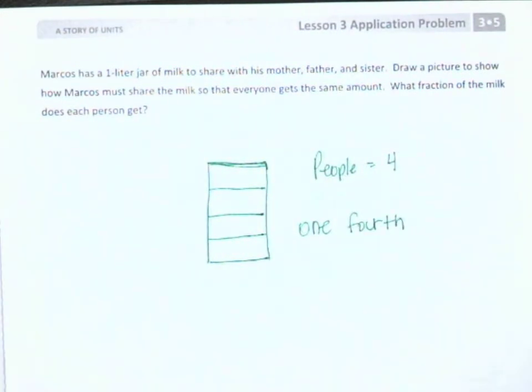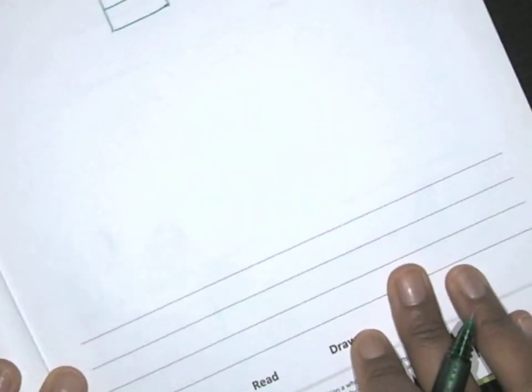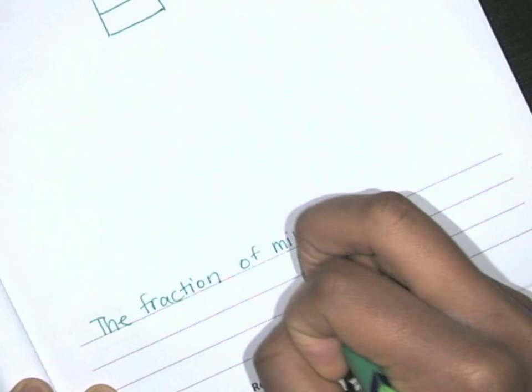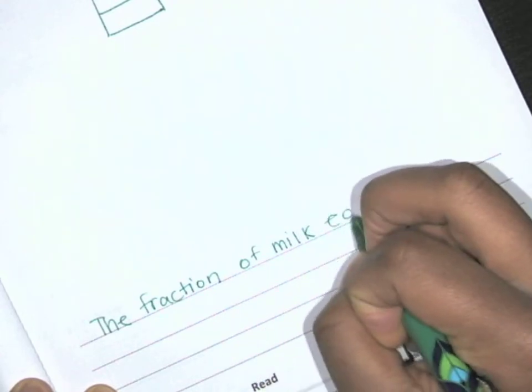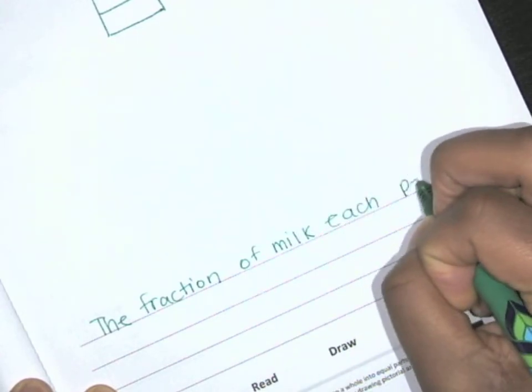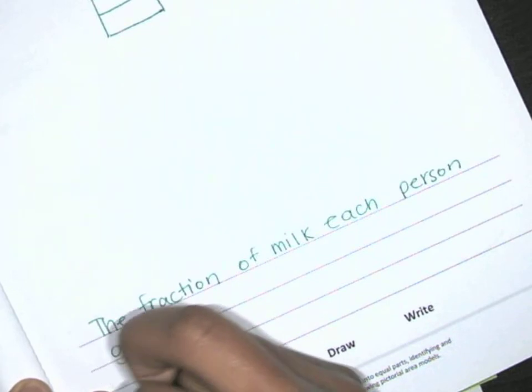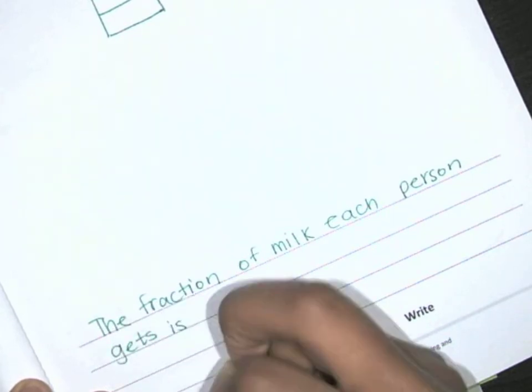And so an appropriate sentence for this problem, remember we want to restate the question. So the fraction of milk each person gets is 1/4.